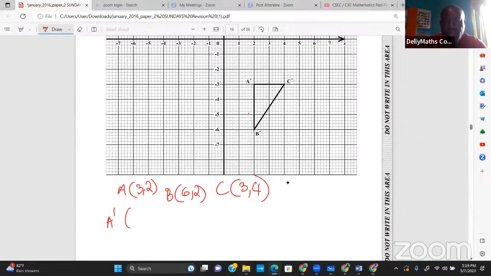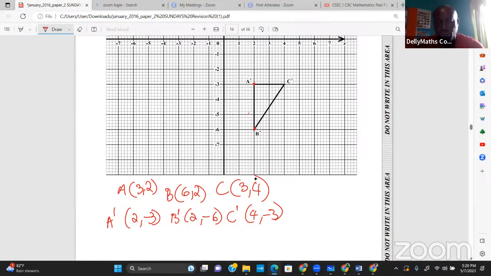A prime is (2, -3). B prime is (2, -6). C prime is going to be (4, -3). Everybody could see what this is. All right. So that's the first set. That's the second set. Just reading off, understanding that you have to read the X values first, then the Y values after.